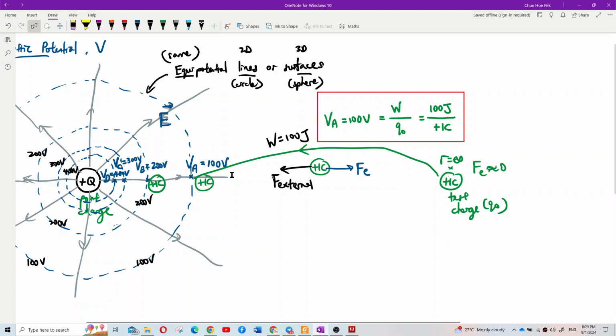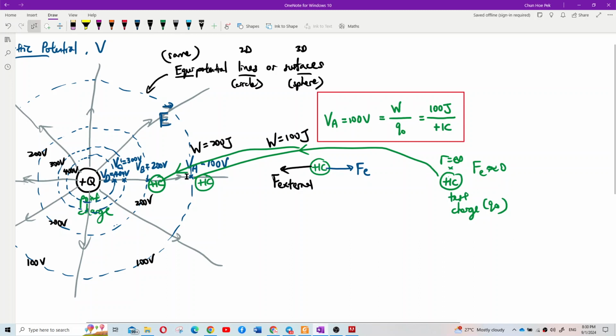More difficult or more easy to bring the test charge from infinity to point B compared to point A? More difficult, that's right. So to bring it to point B, how much work done is used? 200 joule, that's right.